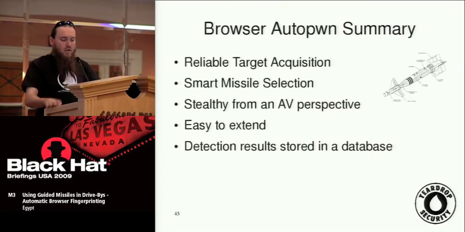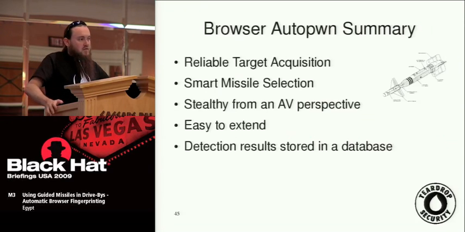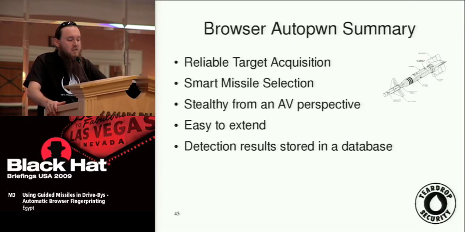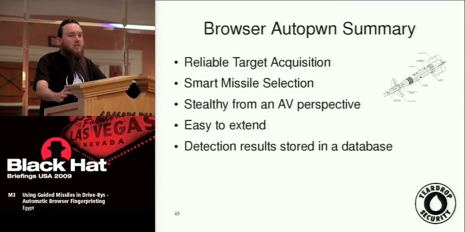There we go. So now we've seen what browser autopwn can do. It's got reliable target acquisition. It determines what the browser is, what operating system it's running on, and picks exploits based on that. That's the smart missile selection. You don't want to send a GBU Paveway at a guy. It's overkill. You don't want to send a cluster bomb at a bunker because it's just not going to work. So you have to have some smart detection to have smart exploit selection.